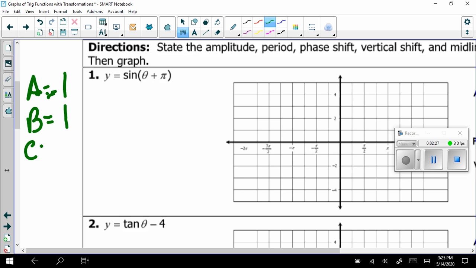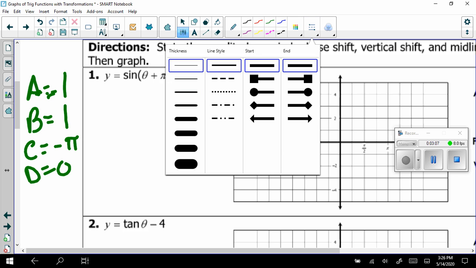Our C value, remember it's x minus C or x minus H. They're the same, we're just calling it C this time. So I always take the opposite, so negative pi. The D value is 0 because there's nothing added off to the side. So A is coming from right there, B is coming from right there, C is coming from right there, but it's always the opposite, x minus H, theta minus C, and the D value is coming from right there. There's nothing there.